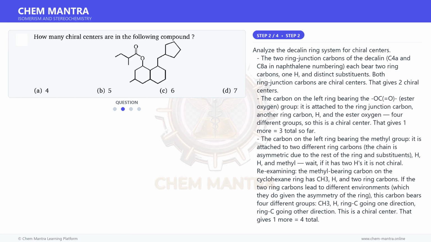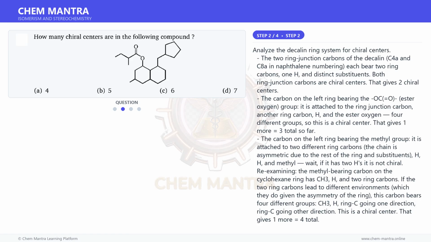The carbon on the left ring bearing the OC=O, ester oxygen group, is attached to the ring junction carbon, another ring carbon, H, and the ester oxygen. 4 different groups, so this is a chiral center. That gives 1 more, equal to 3 total so far.